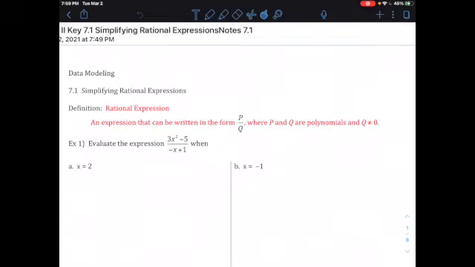Everyone, today's objective is simplifying rational expressions. The definition of a rational expression is an expression that can be written in the form P over Q, where P and Q are polynomials and Q cannot equal 0. That means the denominator cannot equal 0.